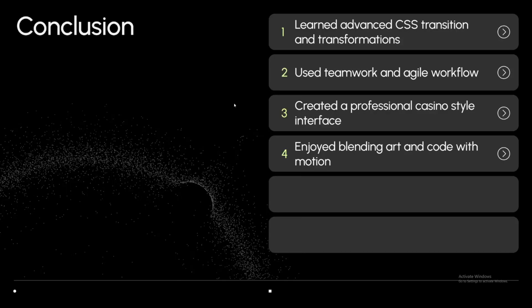All right. In conclusion, doing this project helped us learn advanced CSS transitions and transformations. It was really good to work together and learn how to use CSS. Number two, we used teamwork and agile workflow together to create this project. Third, we created a professional casino style interface that I'm pretty proud of. And fourth, we enjoyed blending art and code with motion.